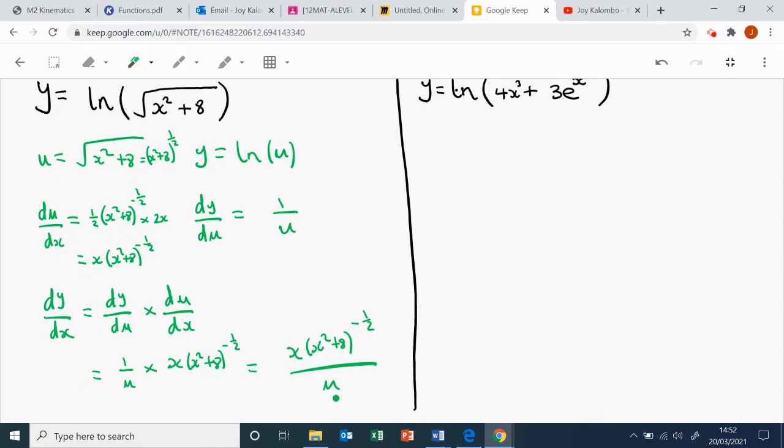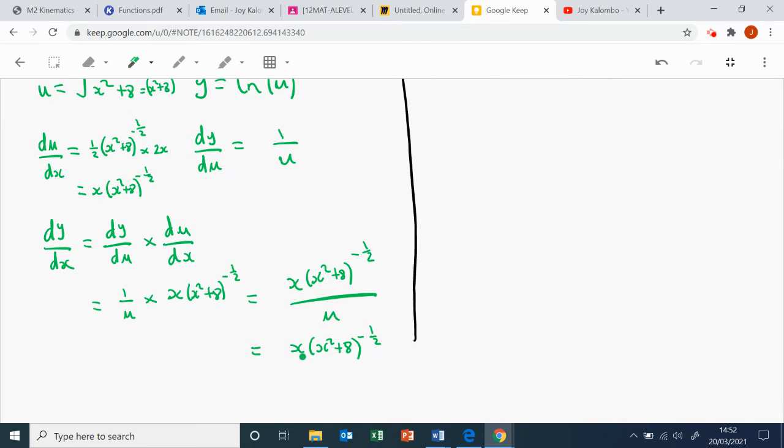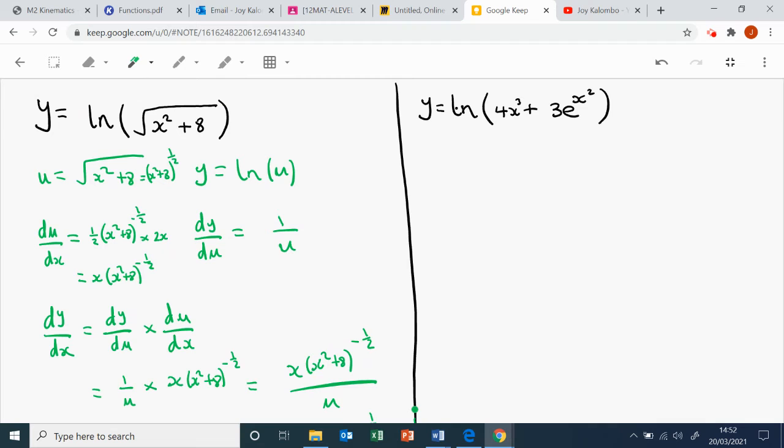But remember, u is equal to the square root of x squared plus 8. So that becomes x times x squared plus 8 to the power of minus a half all over x squared plus 8 square rooted. I mean, there are other forms in which this can be written, but for the purpose of differentiation, that is it. Let's go to our next one.